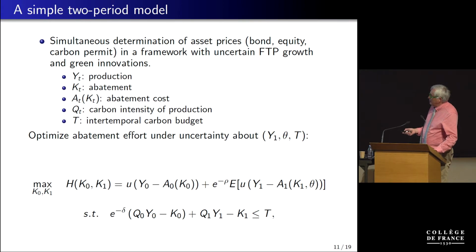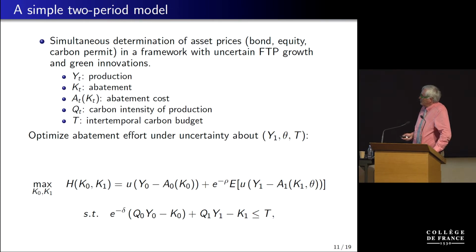Well, in the business as usual, there is a standard carbon intensity Q0 of GDP. So that's the business as usual emission. From that business as usual emission, you subtract the quantity abated in the first period, and you do the same thing in the second period. In the first period, there is this natural decay of CO2 from the atmosphere.